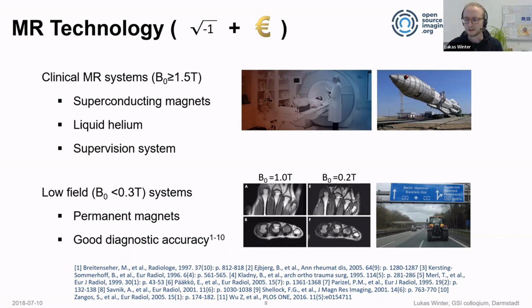doing superconducting magnets. On low field systems, on the other hand, where you use permanent magnets, you have a smaller signal to noise ratio, but it really depends what clinical applications you have. So for example, here's a 1.0 Tesla image compared to a 0.2 Tesla image.